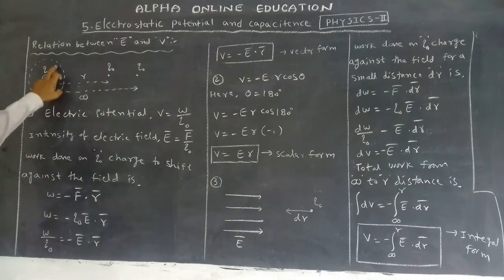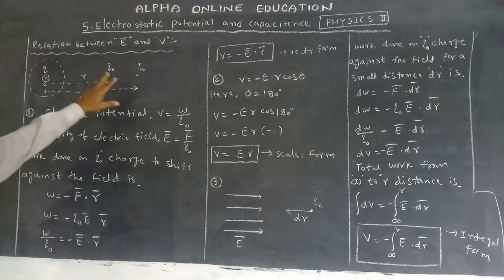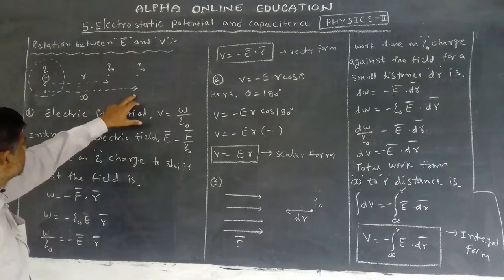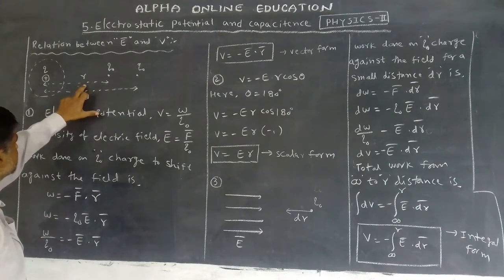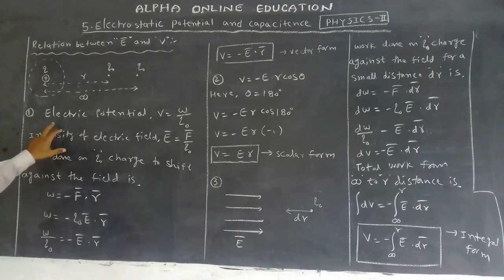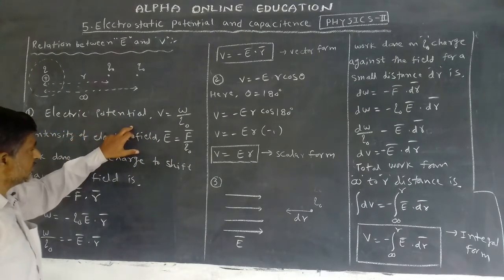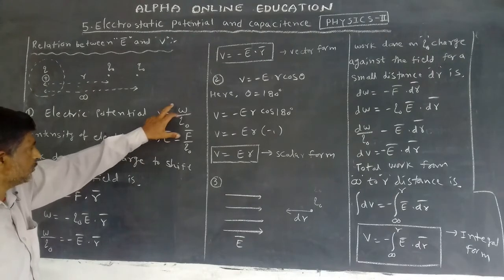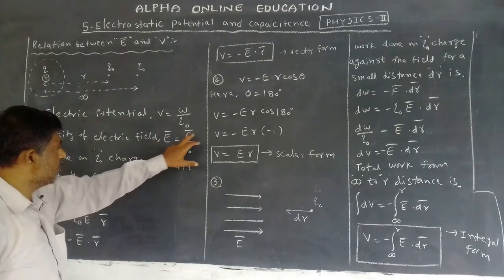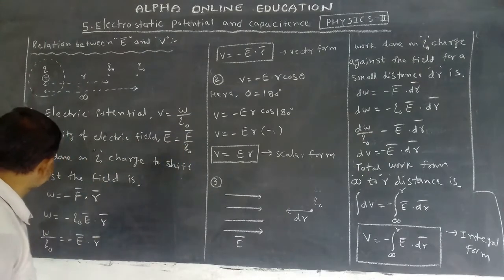This is a charge. This is the influential field around it. Here we take a unit positive charge at infinite distance. Now we shift it against the field up to a distance r, which is nothing but electric potential. What is the equation for electric potential from the definition? V is equal to W by Q naught. And what is the equation for the intensity of electric field? As per the definition, E bar is equal to F bar by Q naught.